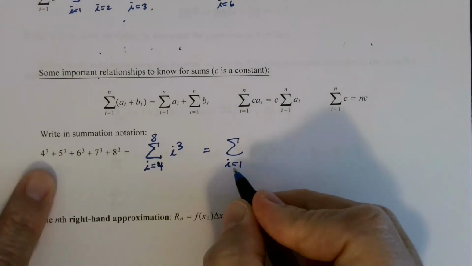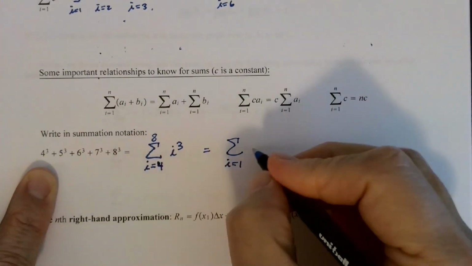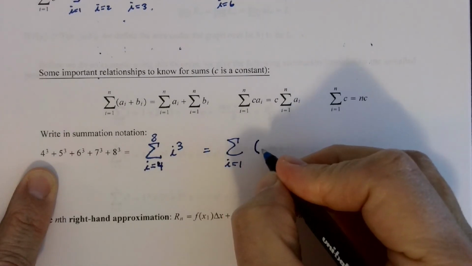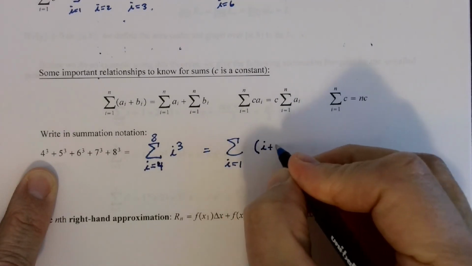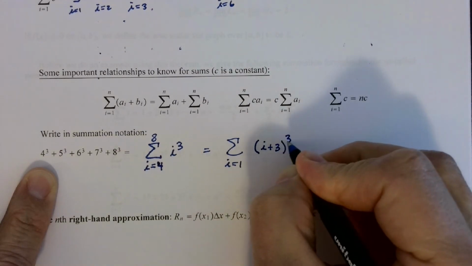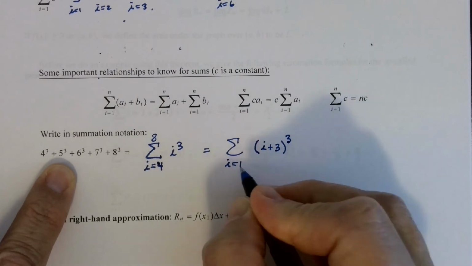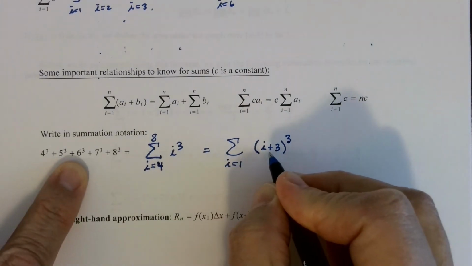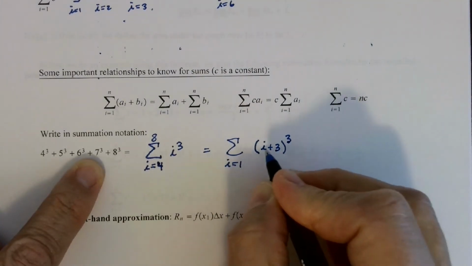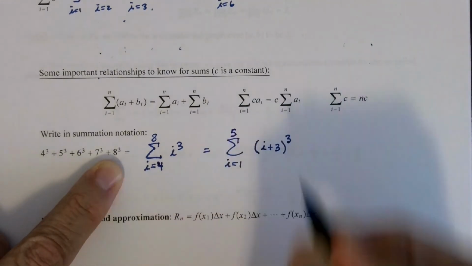Well, you could. To get i equal 1 to work, though, look what you have to do. You want 4 cubed. So the way to get 4 cubed is what? i plus 3. 1 plus 3 is 4 cubed. And then when i is 2, I'll get 2 plus 3, 5 cubed. When i is 3, I get 6 cubed. When i is 4, I get 7 cubed. When i is 5, I get 8 cubed, and that's where I need to stop.